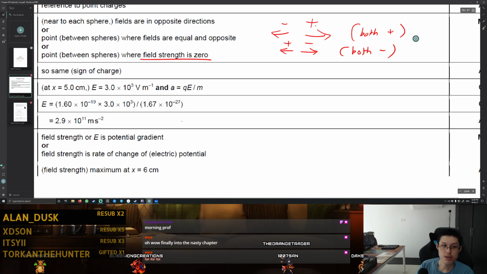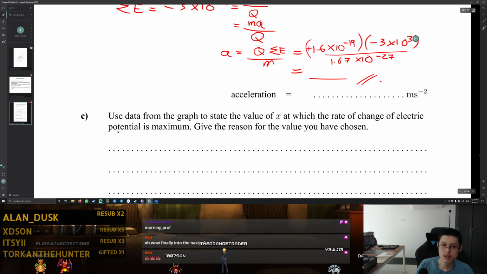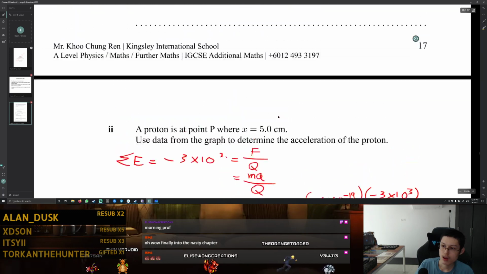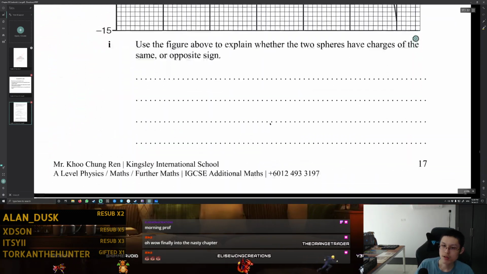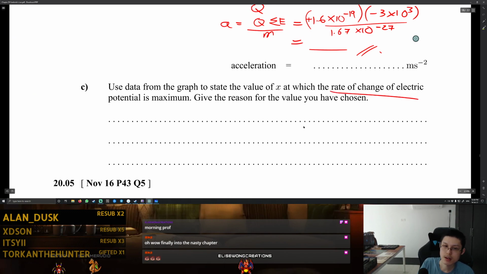Okay, and then going back here. Use data from the graph to state the value of x at which the rate of change of electric potential is maximum. Give the reason for the value you have chosen. All right. Rate of change of electric potential is a maximum. So, rate of change of electric potential. So this is actually dV/dr, right? So they want dV/dr as a maximum.